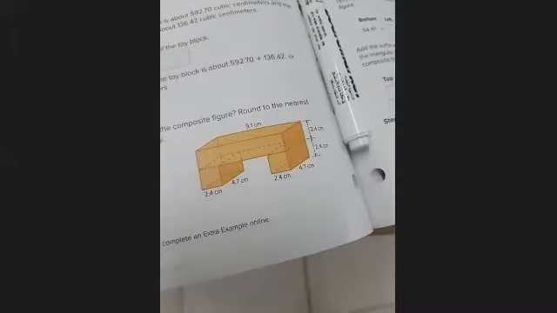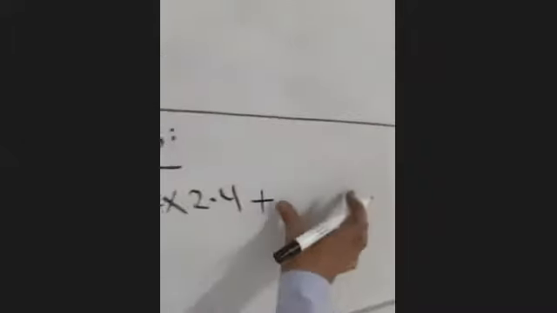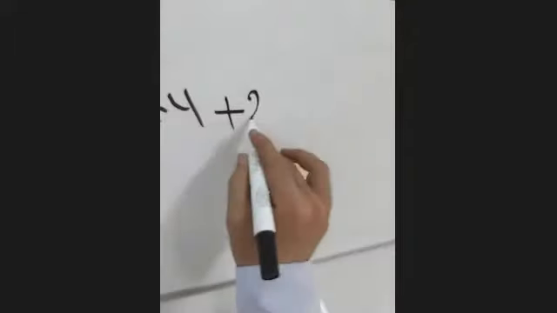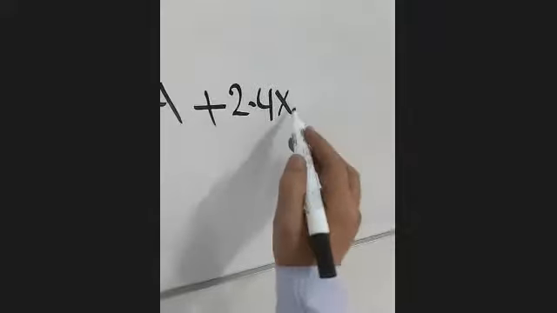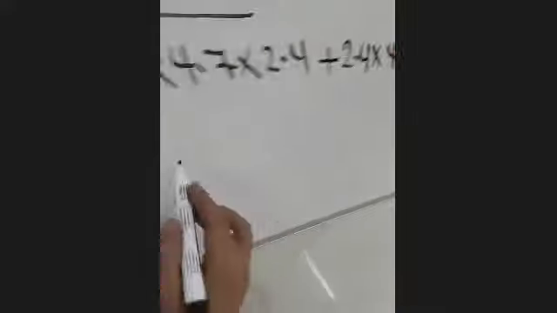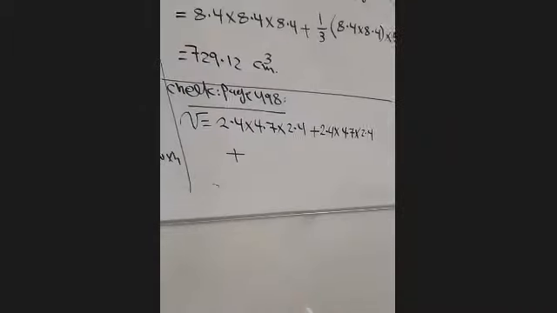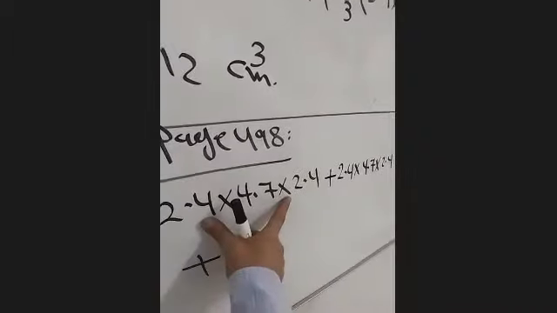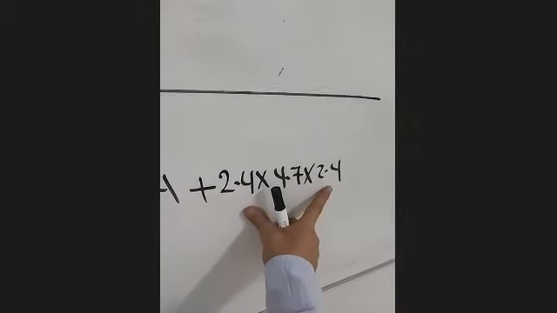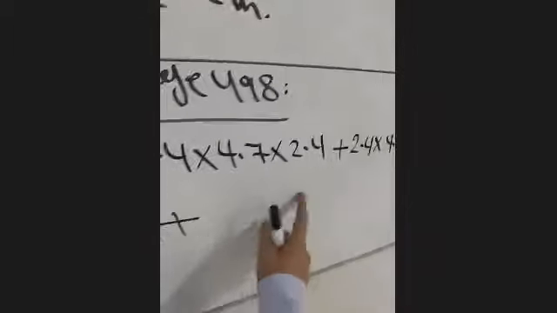2.4 multiply 4.7 multiply 2.4. So plus, this is the small part. The other small part is the same. They have the same dimensions. 2.4 multiply 4.7 multiply 2.4 plus. Now, what we did now, this is the small part to the left. This is the small part to the right. Let's find the big part, the upper one.